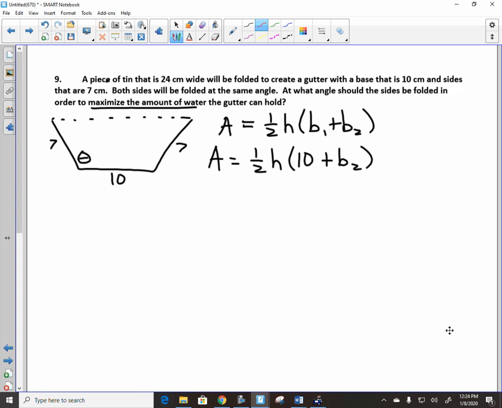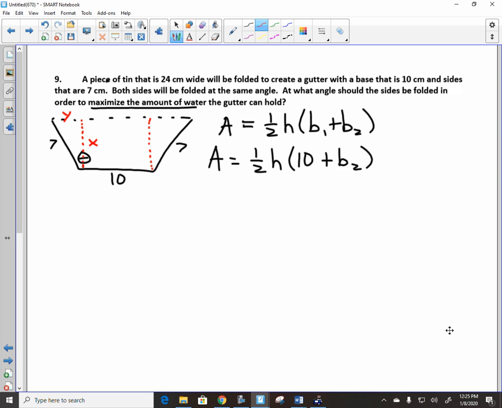Well, let's try to figure that out. I've got two different variables, don't I? I should get rid of one of them. And furthermore, I don't really want H or B. I would like to have theta, wouldn't I? How about we do some trig? We're going to keep it super basic in terms of trigonometry right now. I'm going to call this X, and I'm going to call this Y.